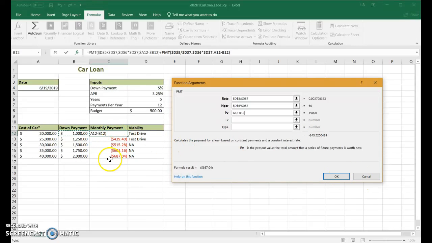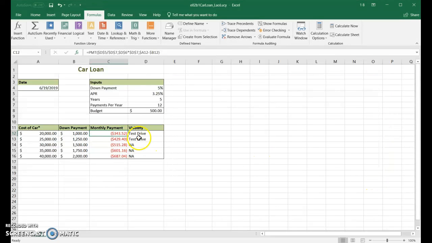It's going to appear as a negative number because that's the monthly payment we owe on the loan. So we're going to close that out. So once we have the formula over here, which is right over here, we're just going to double click on the fill handle, and that fills right up.